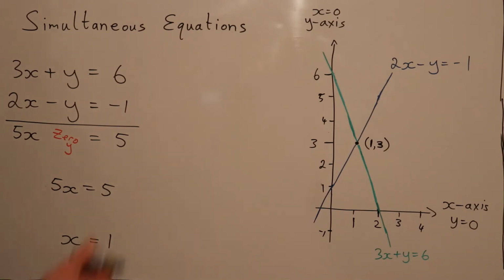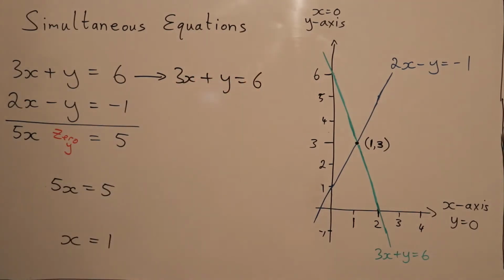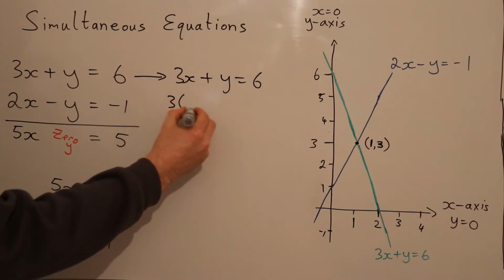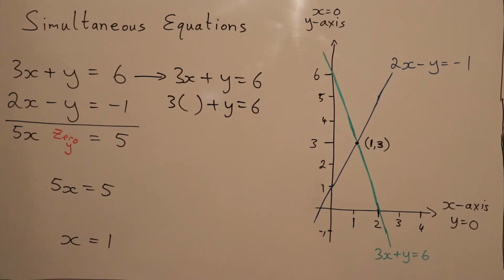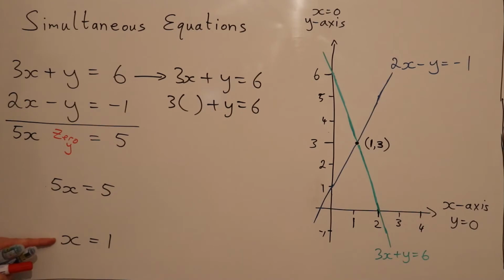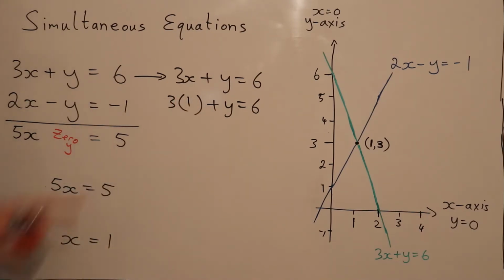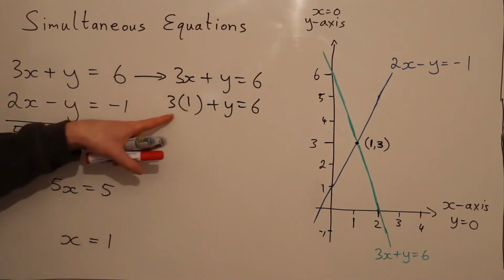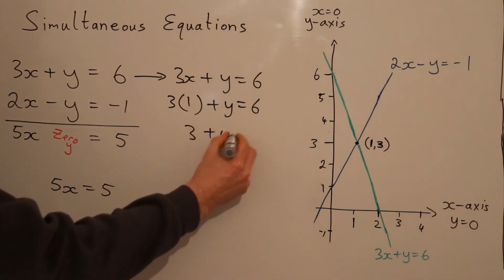So we'll take our first equation, our 3x plus 1y equals 6. We're going to get rid of x. So what's going to go in here for x? We know that x is 1. So 1 goes in here. So this was 3 multiplied by an unknown number. But now we know what x is. So it's now 3 multiplied by 1. 3 by 1 is 3 plus y equals 6.